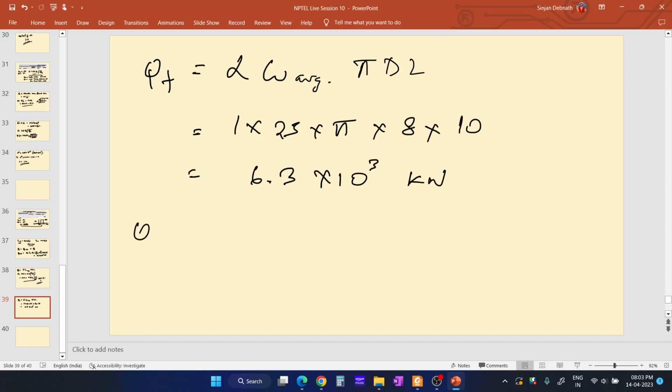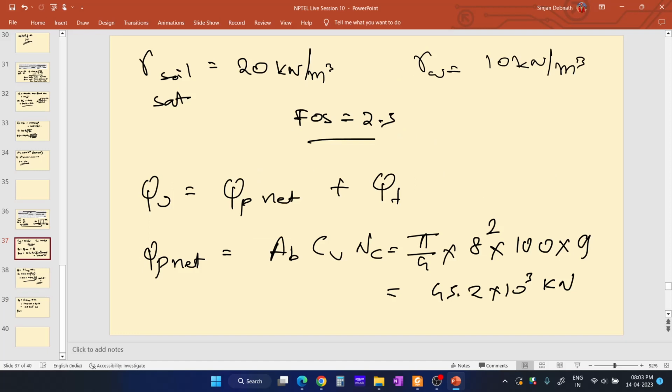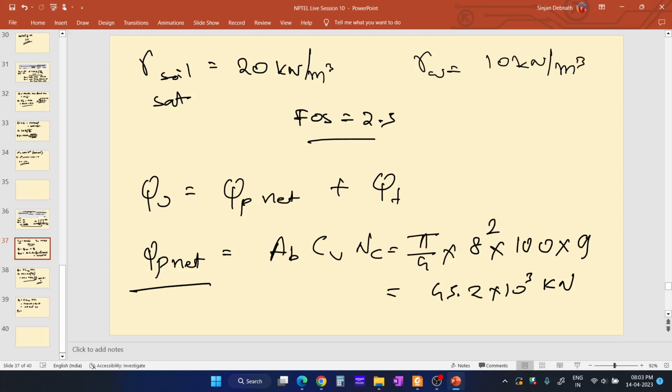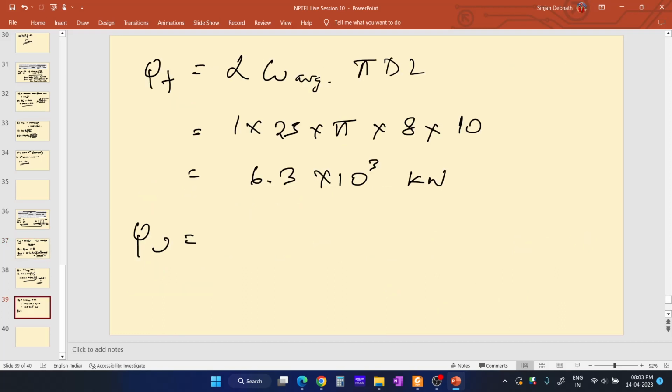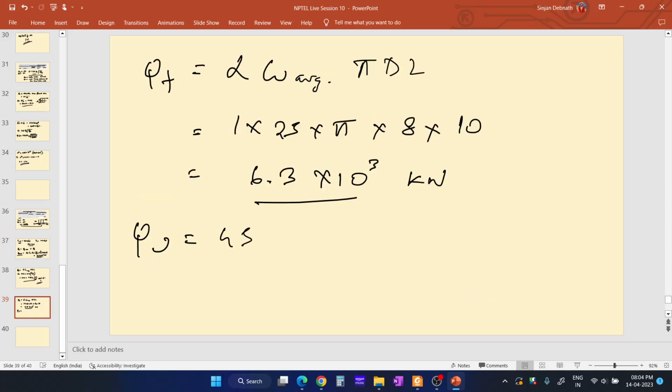Okay, now we need to find out the value of QU. We need to just add up both the terms, QP net and QF. So how much is QP net? QP net is 45.2 into 10 to the power 3, plus how much is QF? It is 6.3 into 10 to the power 3.